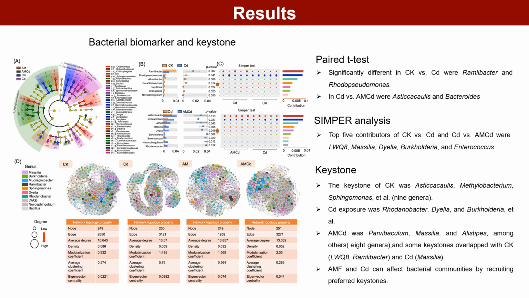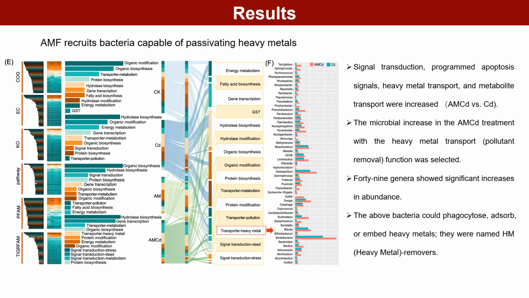LEfSe analysis, paired t-test, and simple analysis showed the bacteria changed under different treatments. By constructing networks to identify keystone species, we found that AM and CD can influence the microbiome by recruiting their preferred keystone species. We predicted the functions of bacteria and found that the AMCD increased heavy metal transport function.